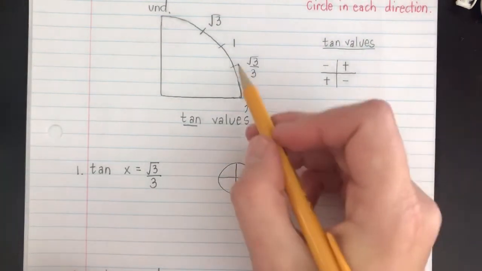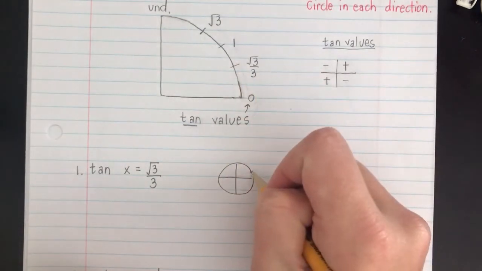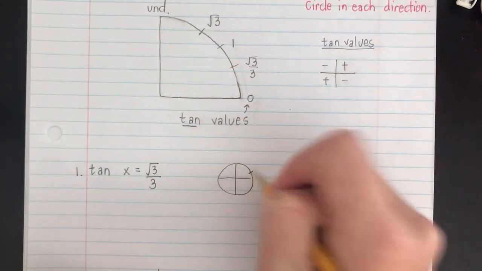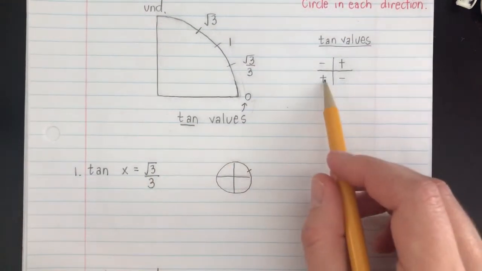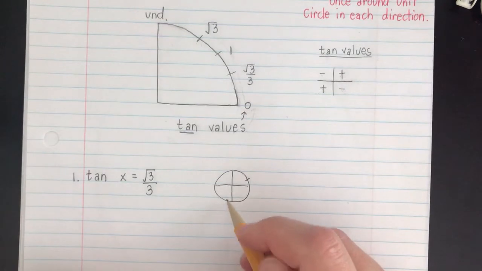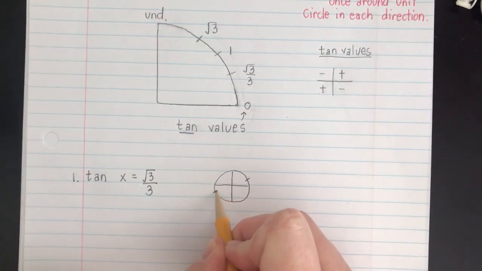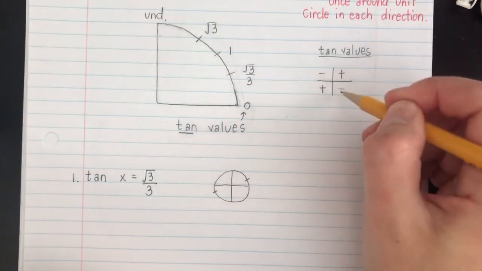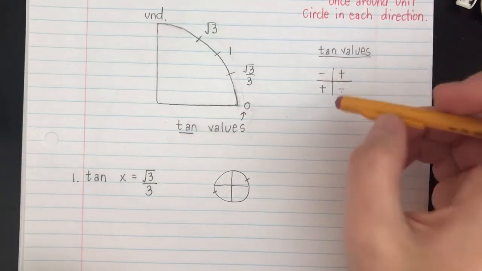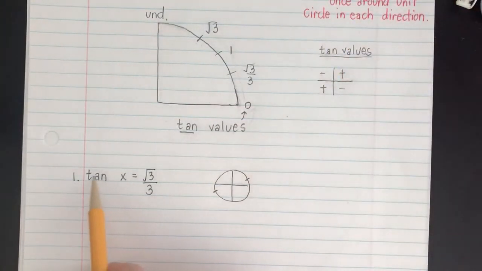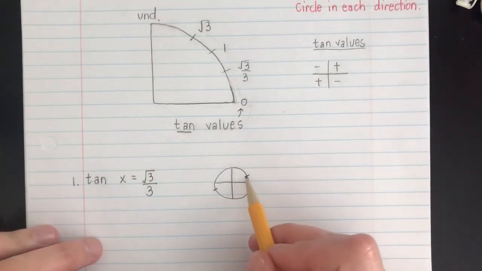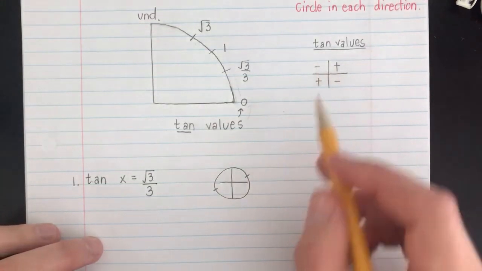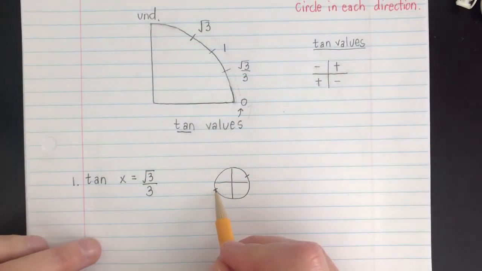So where would that be? That's right here. So if that's going to be right here, positive, also another positive trig value would be right here. Remember, this quadrant and this quadrant, quadrant 2 and quadrant 4, would have negative trig values, and we want tangent of x to be equal to positive square root of 3 over 3. So of course here in the first quadrant, and then also here in the third quadrant.